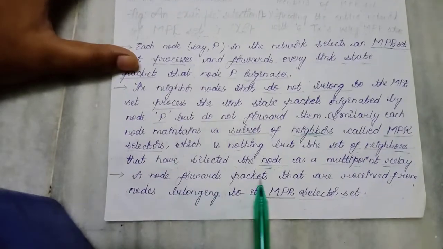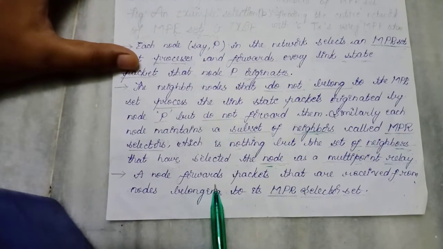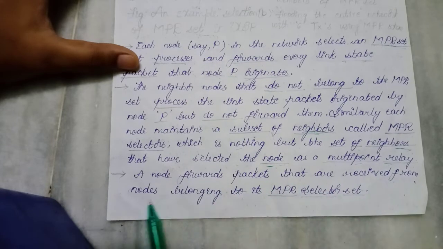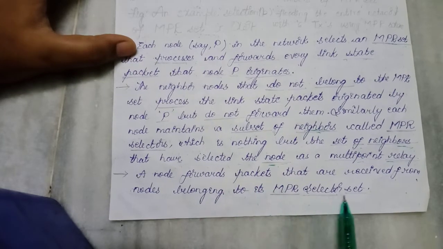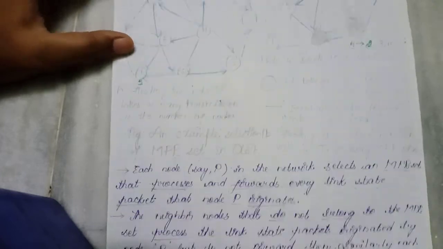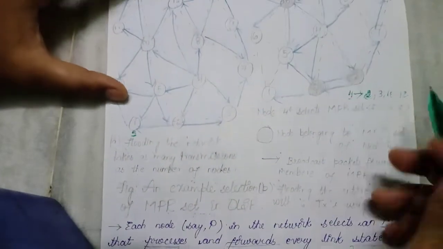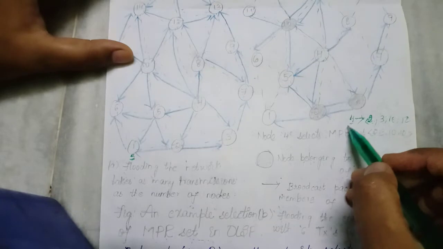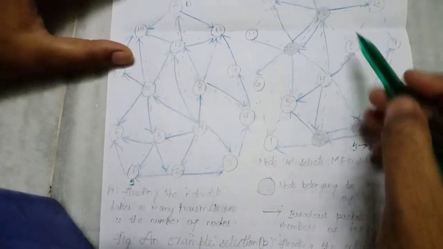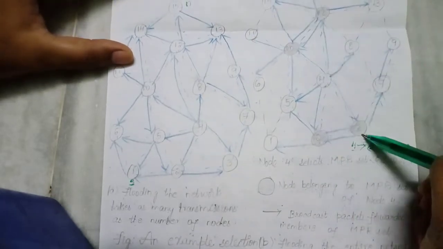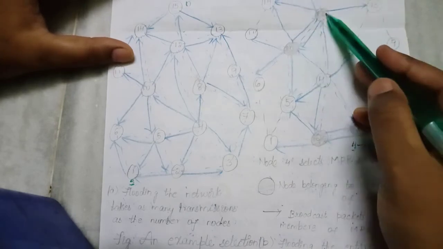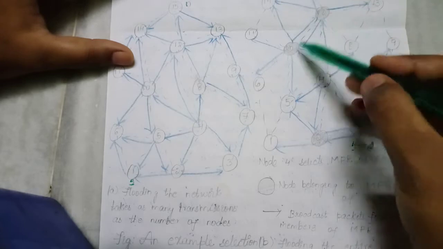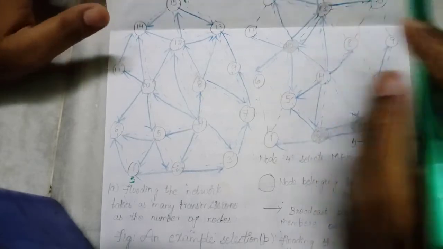A node forwards packets that are received from nodes belonging to its MPR selector set. Node will forward the packet which belongs to the MPR selector set. As I have already told you, if node 4 will originate the packet, it will be forwarded by node 10, 12, 2, 3. So if 3 or 2 or 10 or 12 originate a packet, these will be forwarded by these members only. Other members will not forward it.